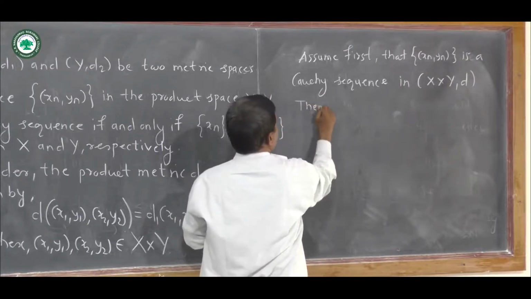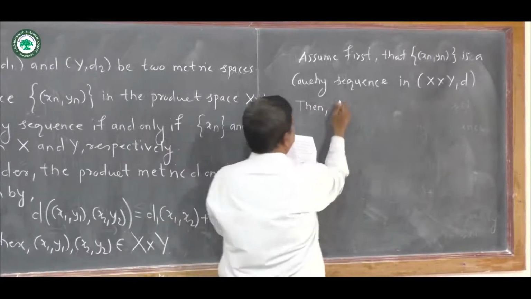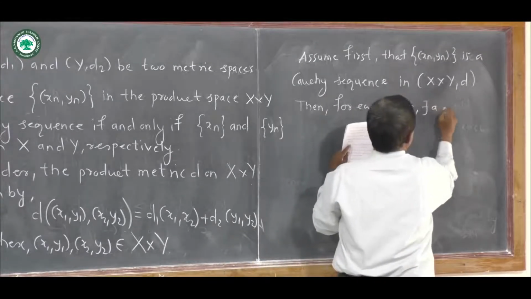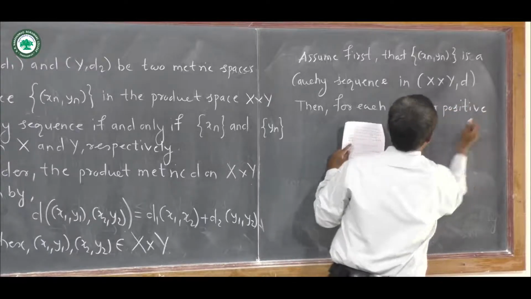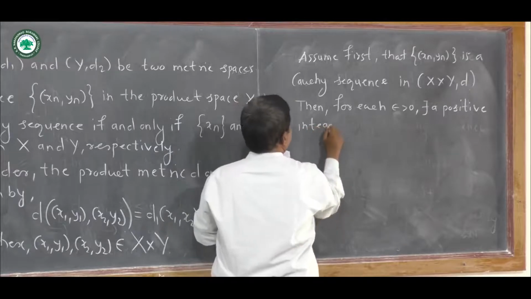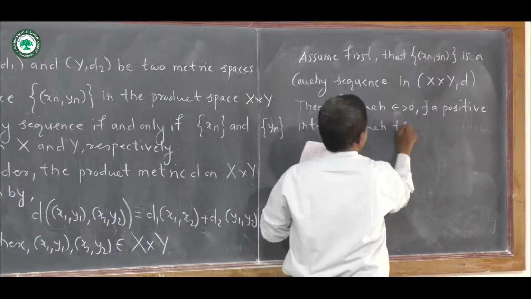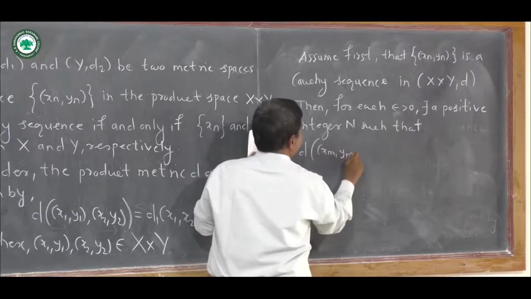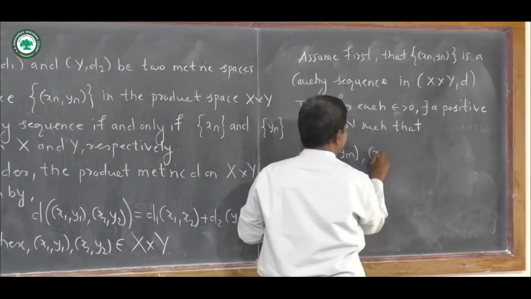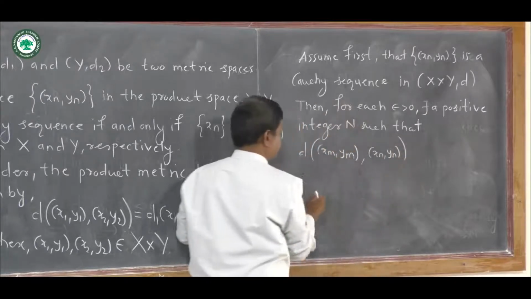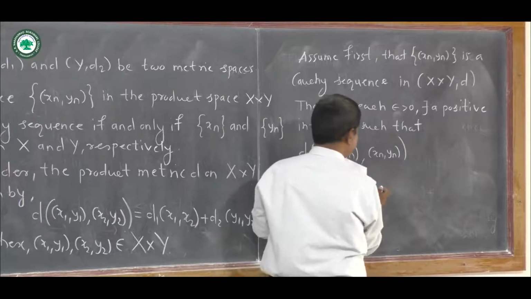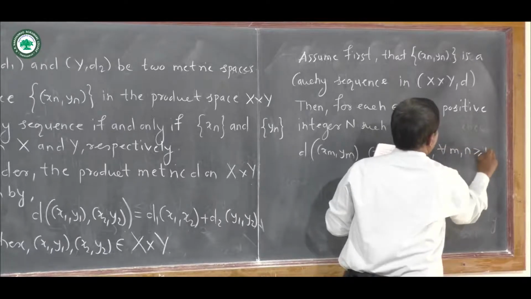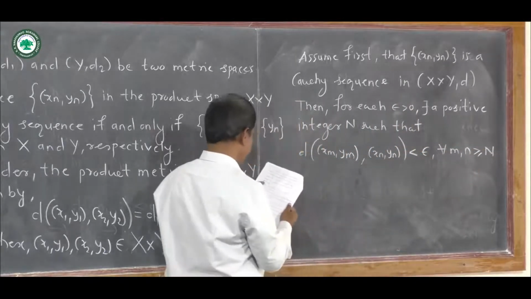Then by using the definition of Cauchy sequence, we write here, for each epsilon greater than 0 there exists a positive integer N such that d of (xm, ym) and (xn, yn) is less than epsilon for all m and n greater than or equal to N, that is capital N.